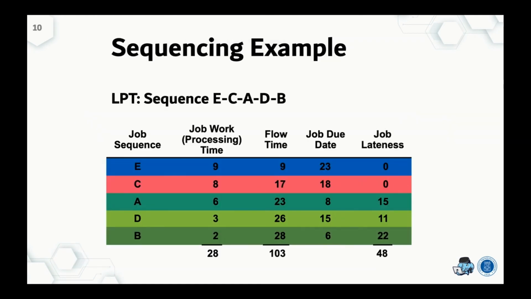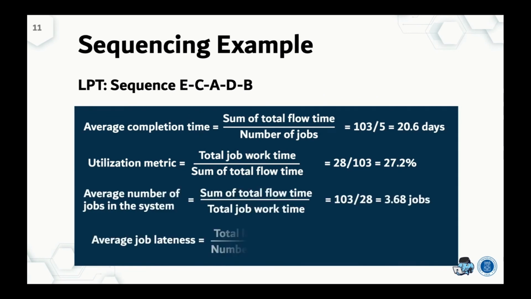The last sequencing rule is the longest processing time, which means that we prioritize the job having the largest processing time first. Here we can see that the sequence becomes ECADB. We make the sequence based on the processing time, and the accumulated float time becomes quite a large number, and the lateness also becomes larger compared with the other sequencing rules. When we calculate the performance, the average completion time is 20.6, the utilization metric is 27.2, 3.68 is the number of jobs in the system, and the lateness is quite big, 9.6.